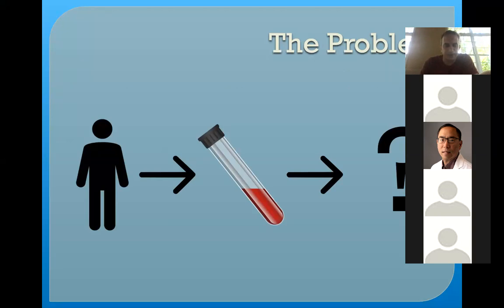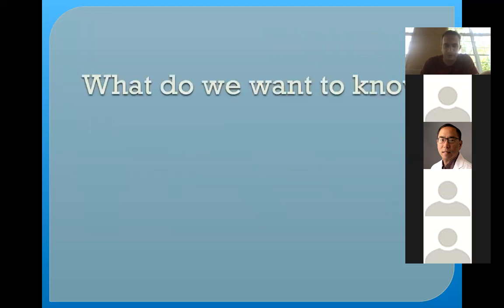If tests were perfect, obviously it would be easy. The test would be positive and they had the disease, or the test would be negative and they don't have the disease. Unfortunately, as we all know, it doesn't work like that. So when we run a test looking for a disease, what is it based on those results? What do we want to know?